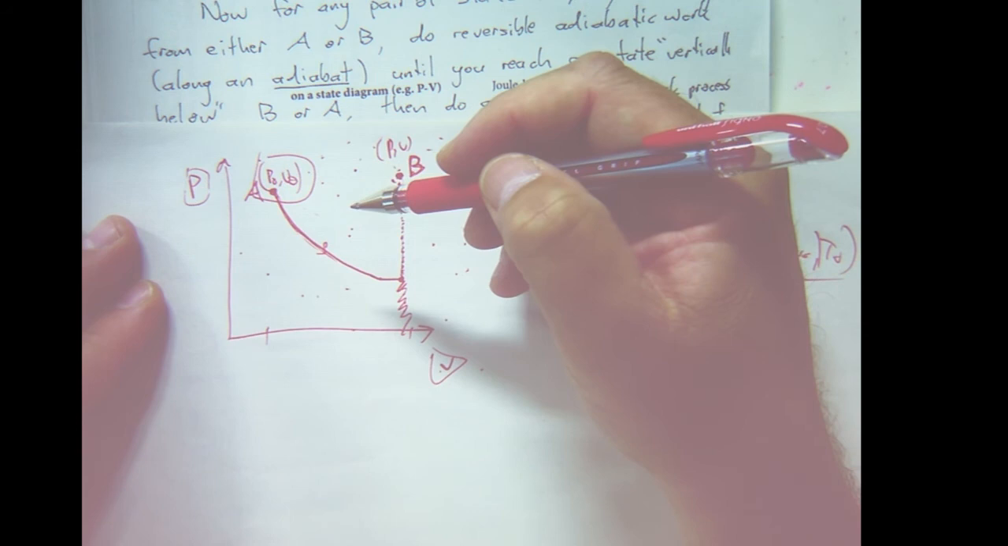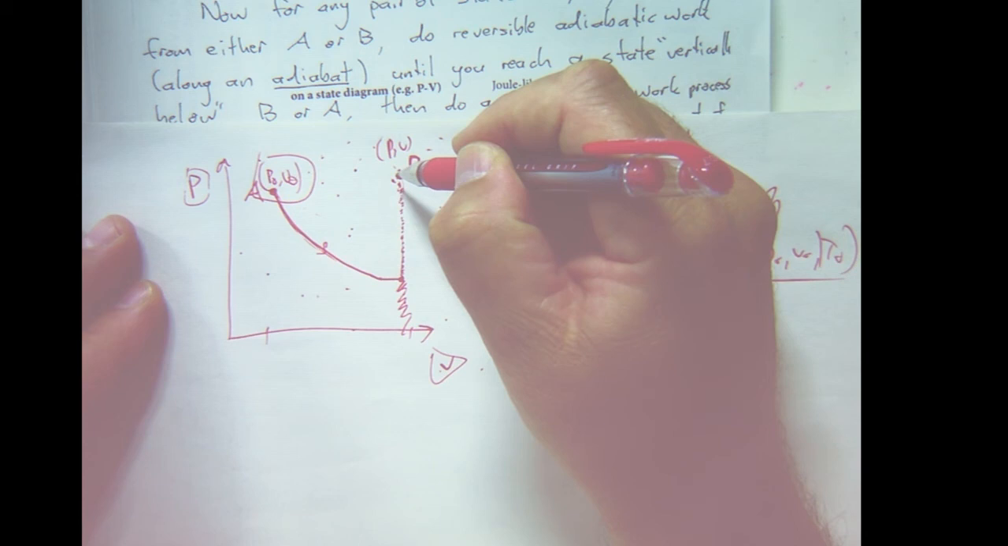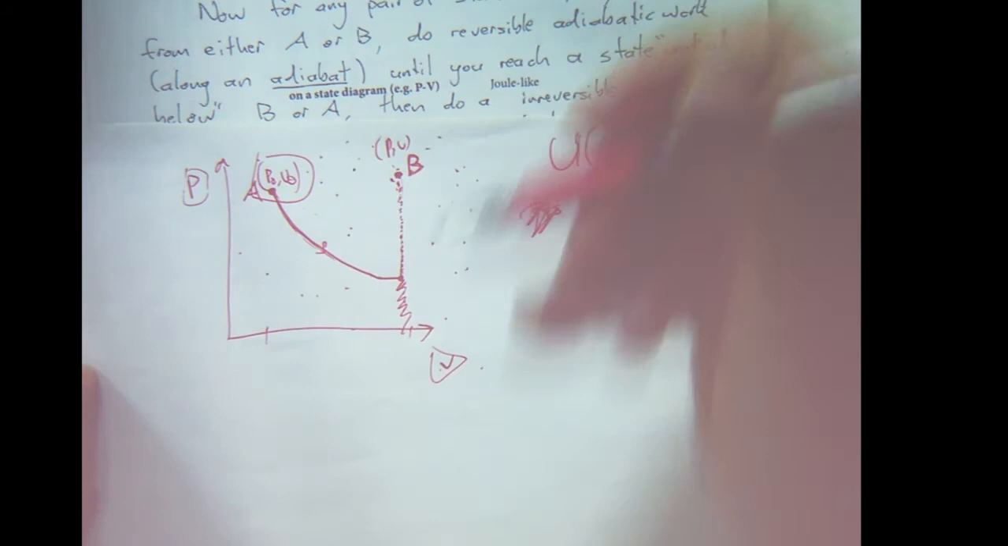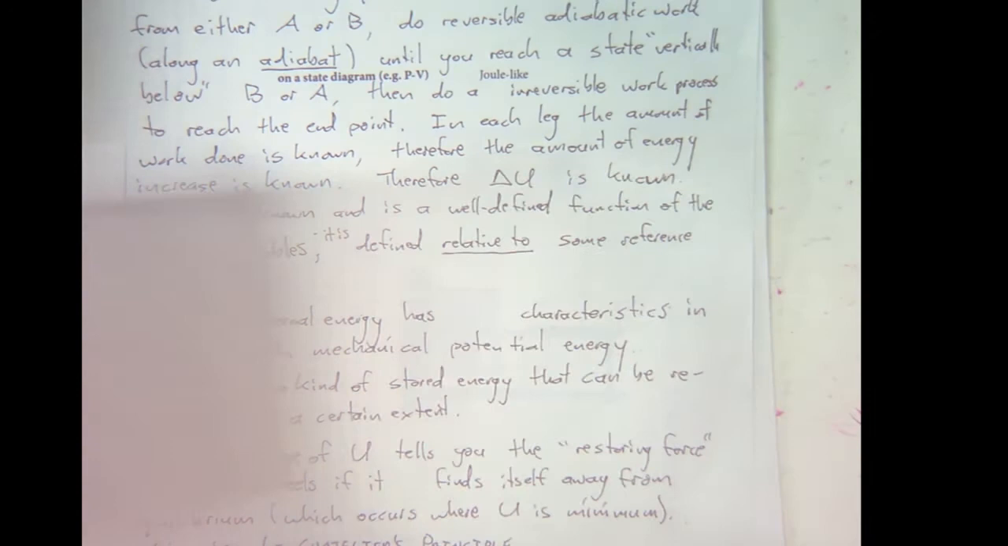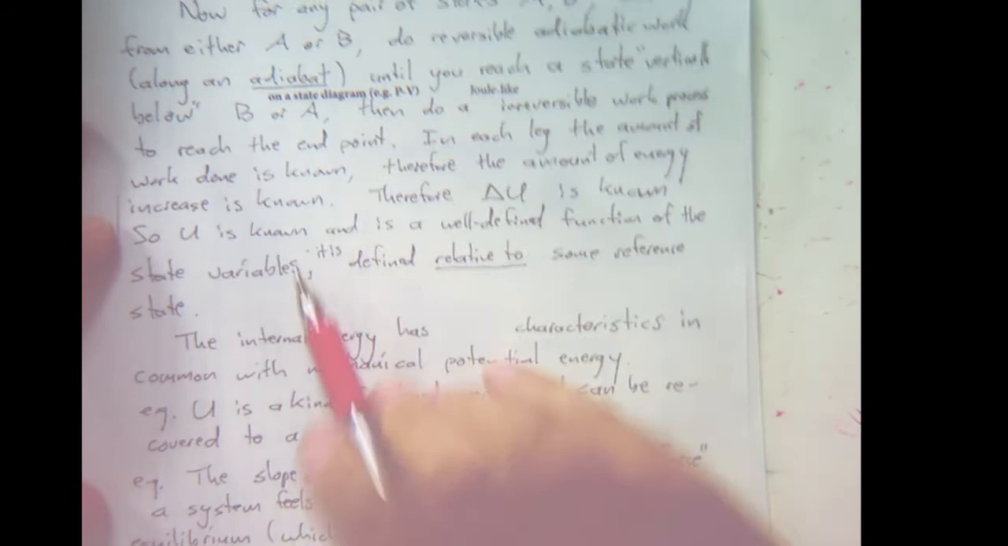I'm saying that the way of assigning the number to the point is well-defined. That's what a function is. Otherwise, two points can have the same energy. Right, although like in an isotherm for an ideal gas. Yeah. Okay. So delta U is known. So U is known as a well-defined function of the state variables relative to some reference state.